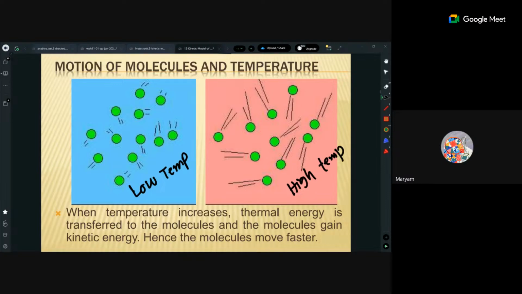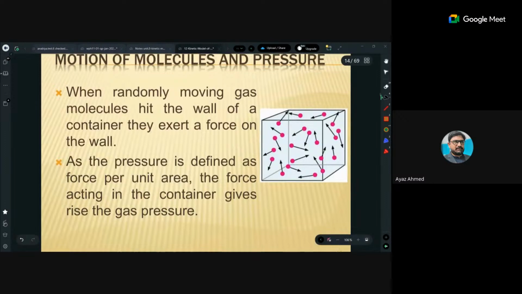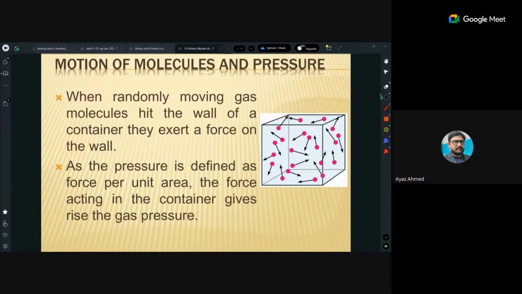Very simple: the heat you provide to the molecules is converted into their kinetic energy. When kinetic energy is increased, their velocity is increased, so they move faster. So here, the molecules and pressure: when you provide more temperature to the molecules in a closed container, this is a closed container.